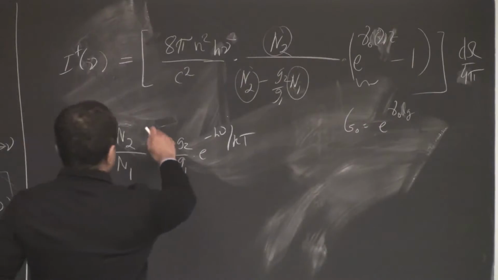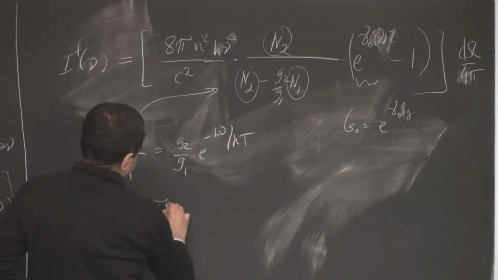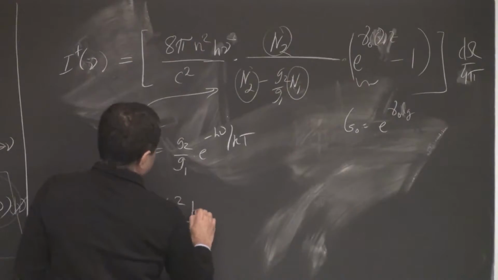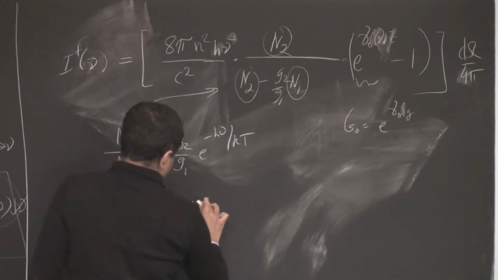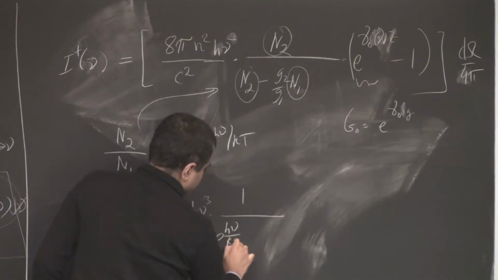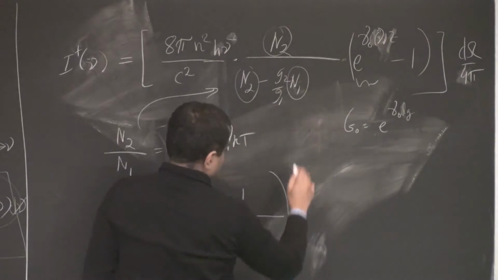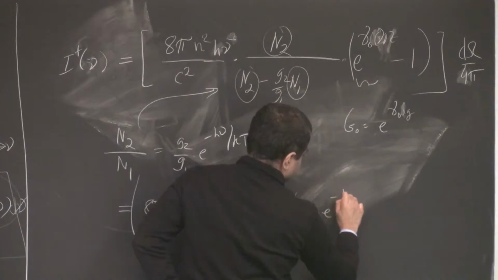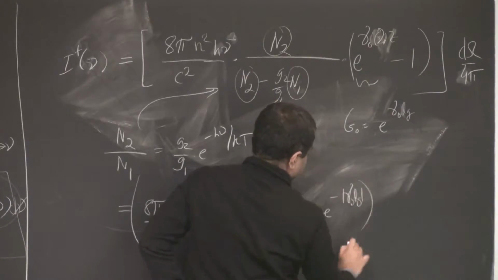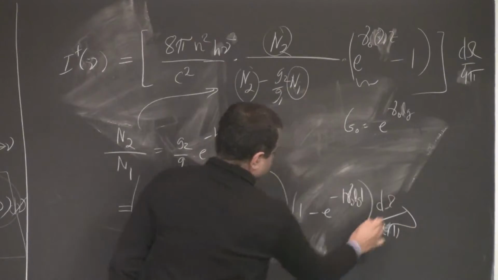You can plug that in here, and what you'll recover is something again very familiar: h nu cubed, 1 over e to the power h nu over kT minus 1, and that will give you a 1 minus e to the power minus. Let me just write that down first, and I can discuss briefly what that would mean, by 4 pi.